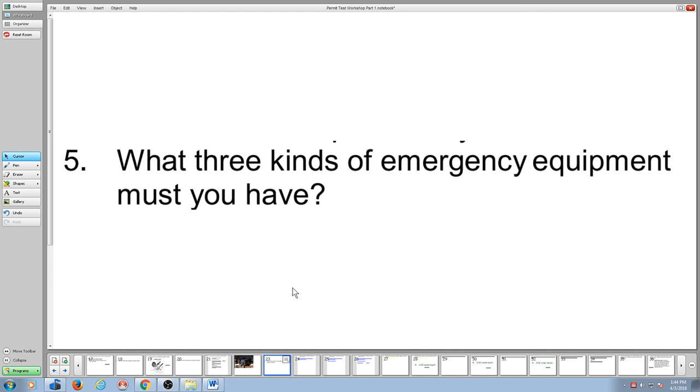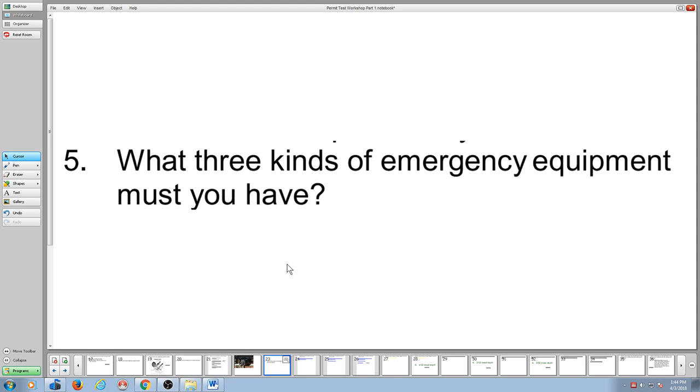So moving on. What 3 kinds of emergency equipment must you have? Anybody know this one? Fire extinguisher? Triangles. Just triangles? Anything special about these triangles? Emergency triangles. What, reflective? Reflective. If they're not reflective, they're completely useless. So we've got fire extinguisher, reflective triangles.